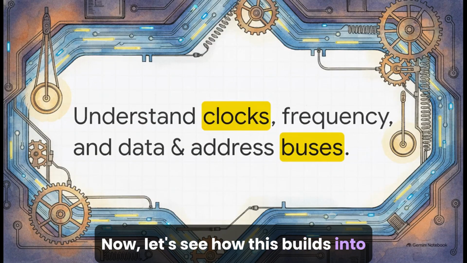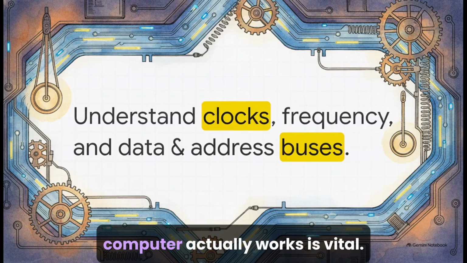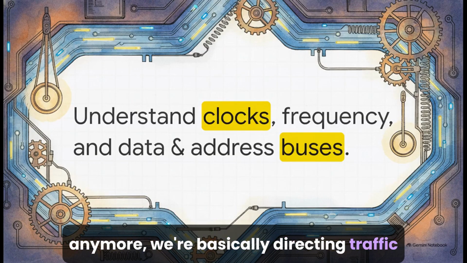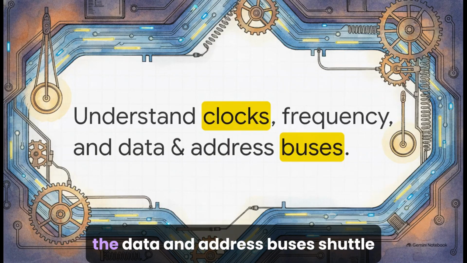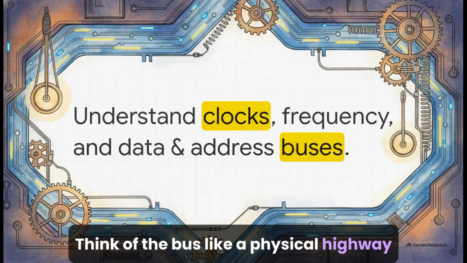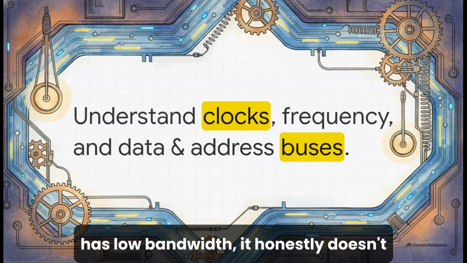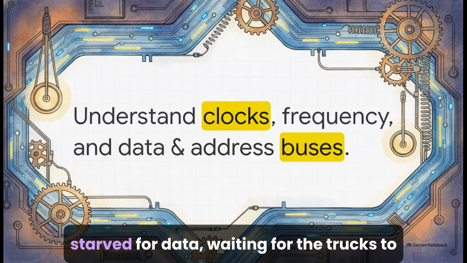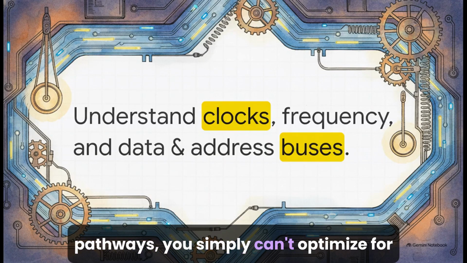Now, let's see how this builds into computer organization. We're stepping down to the hardware level here, where understanding how a computer actually works is vital. We aren't just writing high-level software anymore, we're basically directing traffic on the silicon. You have to understand system clocks, processor frequencies, and exactly how the data and address buses shuttle information back and forth. Think of the bus like a physical highway connecting the processor to the memory. If that highway is too narrow, meaning it has low bandwidth, it honestly doesn't matter if your processor cores are the fastest on the planet. They're just going to sit there completely starved for data, waiting for the trucks to arrive. If you don't understand these physical pathways, you simply can't optimize for them.